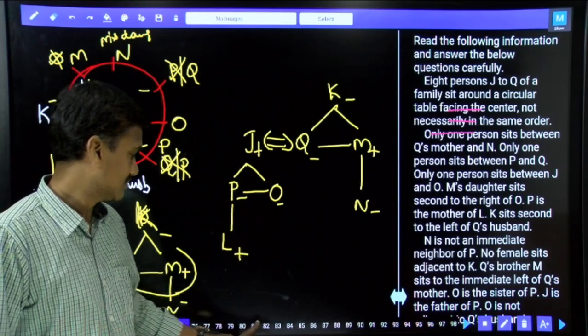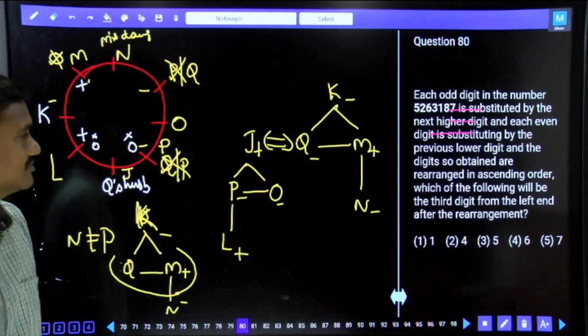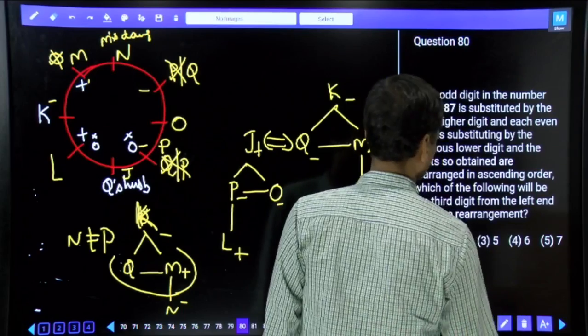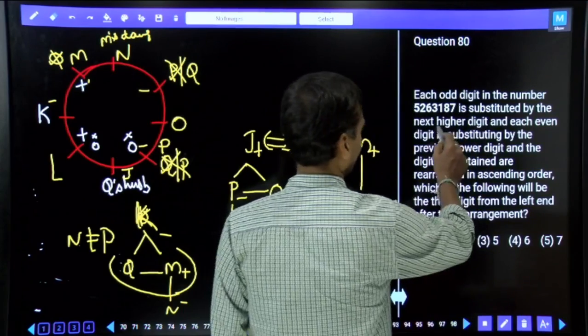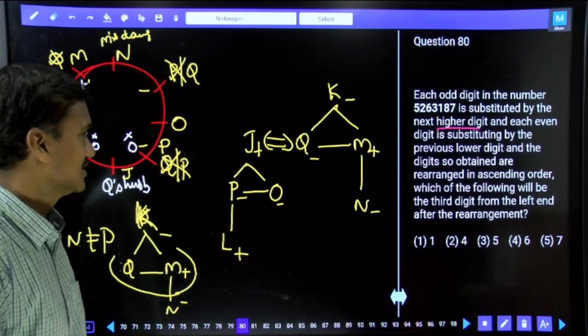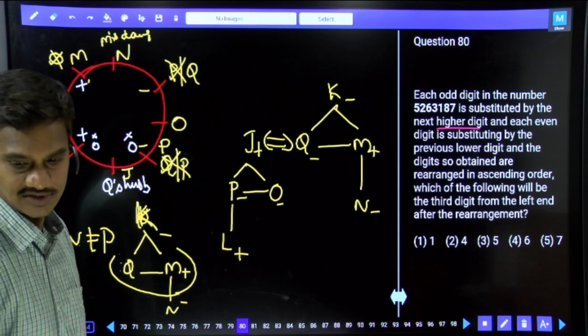70, then question number 80. Now, what is there in this 80 here? Each odd digit in the number 5263187 is substituted by the next higher odd digit. Each even digit is substituted by the previous lower digit. And the digits so obtained are rearranged in ascending order. Which of the following will be third from the left hand after the rearrangement?